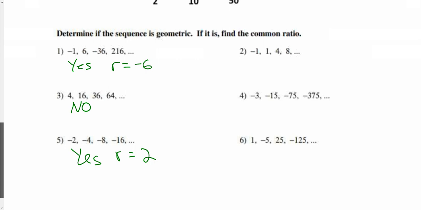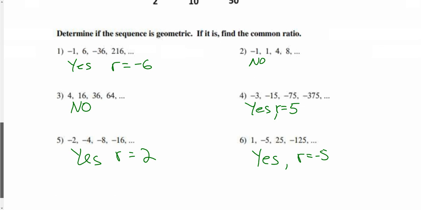How about number 2 over here on the right side? No. This one's not. Number 4? And what's R? Okay. And then number 6? Yes again. And I think it's -5. Okay. Oh, R equals.